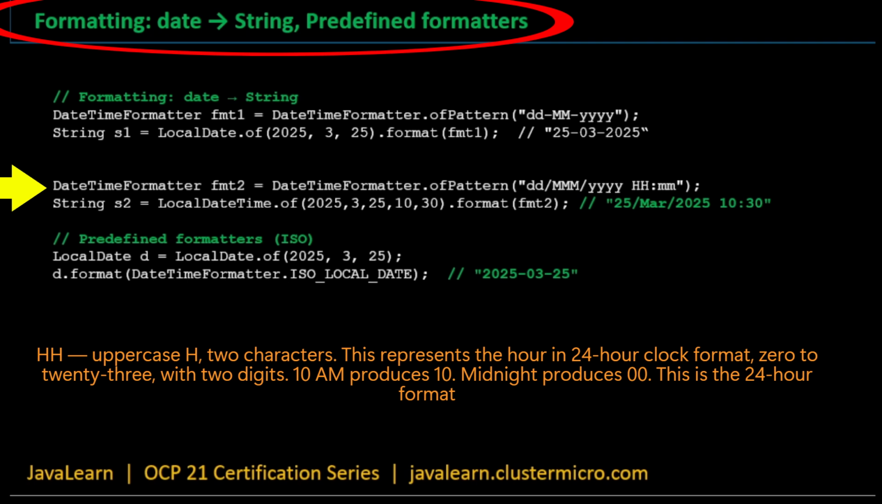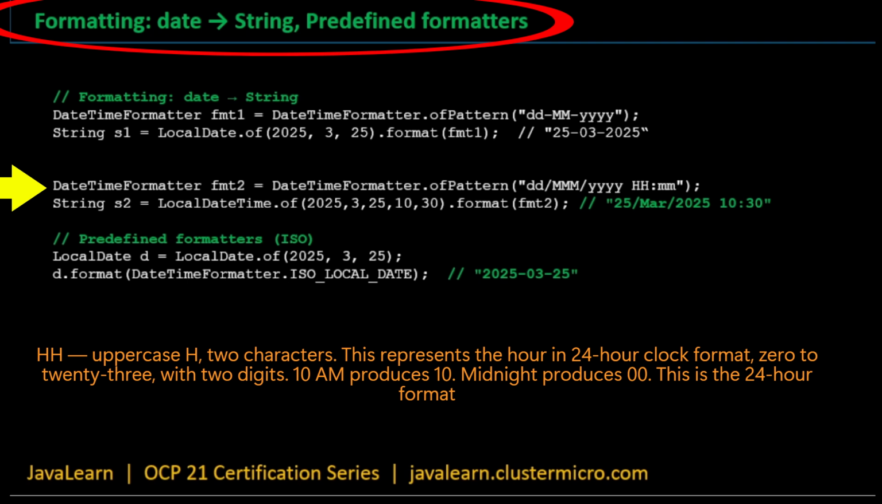And 10 AM produces 10, midnight produces 00. This is the 24-hour format, and then colon and then lowercase m and 2 characters. This represents minutes with 2 digits. Then 30 minutes produces 30. So the full pattern result is 25/MAR/2025, then space, then 10:30.